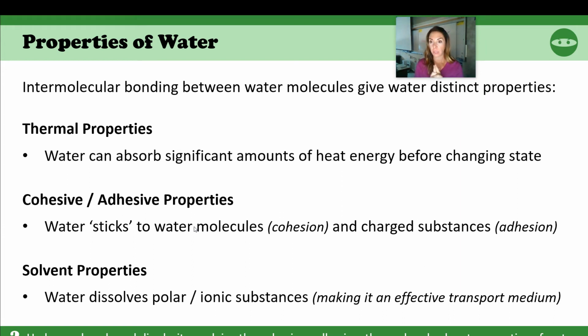Okay. The other thing that's really unique about water is that it has this ability to dissolve polar and ionic substances. So it's able to transport. Oh my gosh, our whole last unit. Water is a great way to transport substances, right? It makes an effective transport medium. Some other things are not so much, right? They're not as easy to dissolve because they're not polar, so water doesn't dissolve them as well.